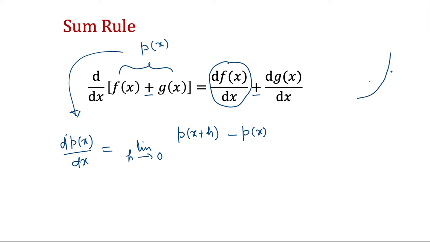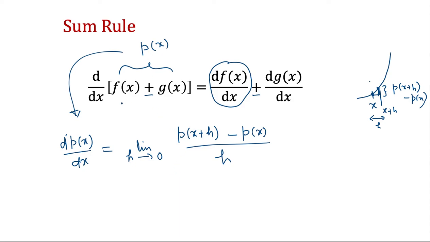If this is the curve and you take p(x) here, p(x+h) here, this is x+h, this difference is h, and this difference is p(x+h) minus p(x), divided by h. So this is the derivative from first principles.